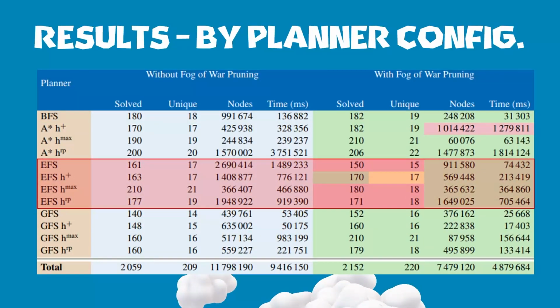Fog of War pruning is less beneficial to EFS search variants. Basic EFS, EFS Hmax, and EFS Relax Plan variants all solve fewer unique problems compared to the baseline, indicating that pruning may be occasionally cutting off valid explanations that these planners rely on.